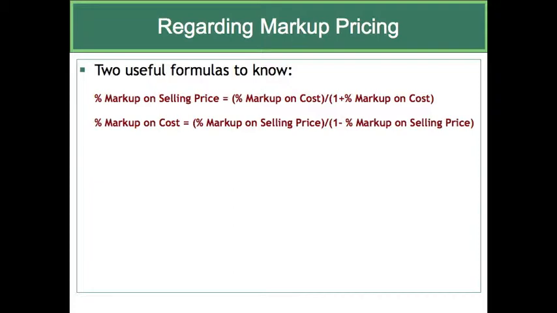You can calculate the markup on selling price if the markup on cost is known, and likewise you can calculate the markup on cost if the target markup on selling price is specified. So to calculate markup on selling price, all we need to do is take the percentage markup on cost divided by 1 plus the percentage markup on cost. Likewise, assuming we have a selling price percentage specified, the percentage markup on cost would be equivalent to the percentage markup on selling price, with a margin, divided by 1 plus that margin.